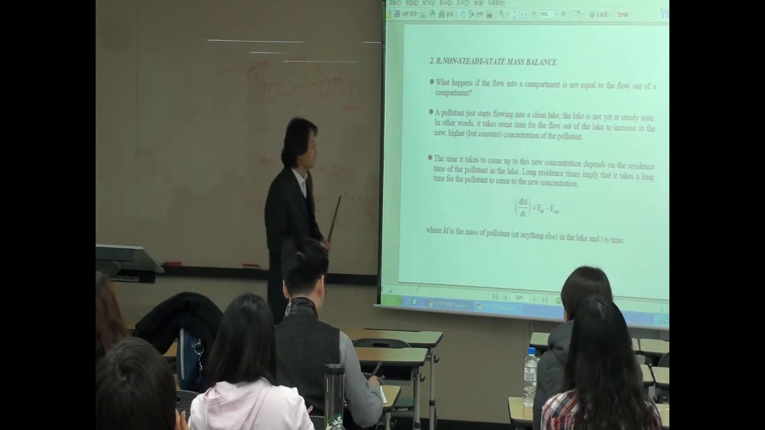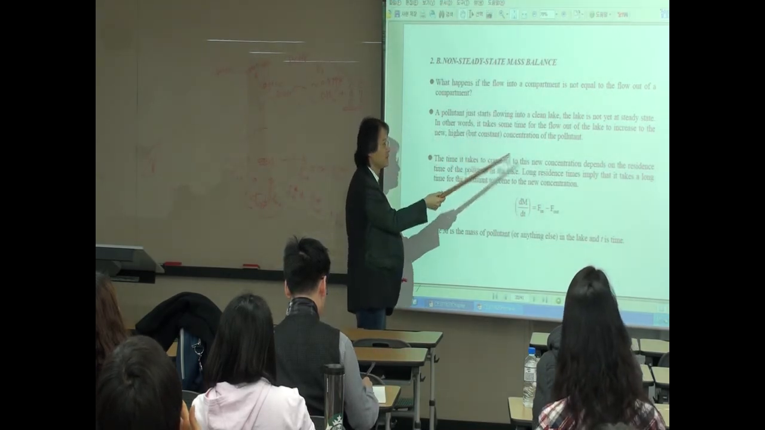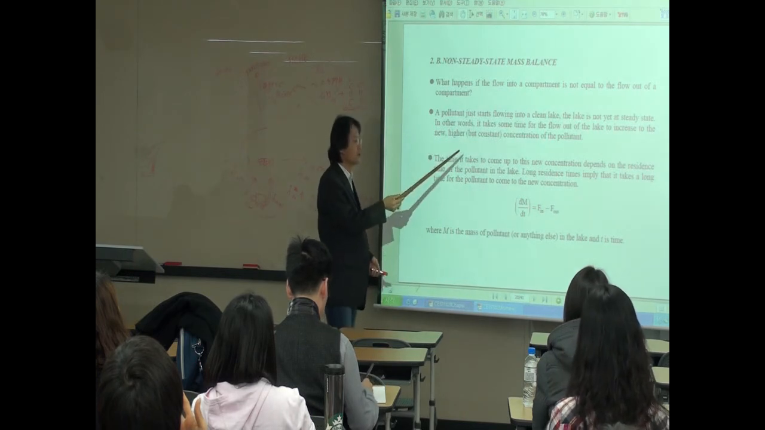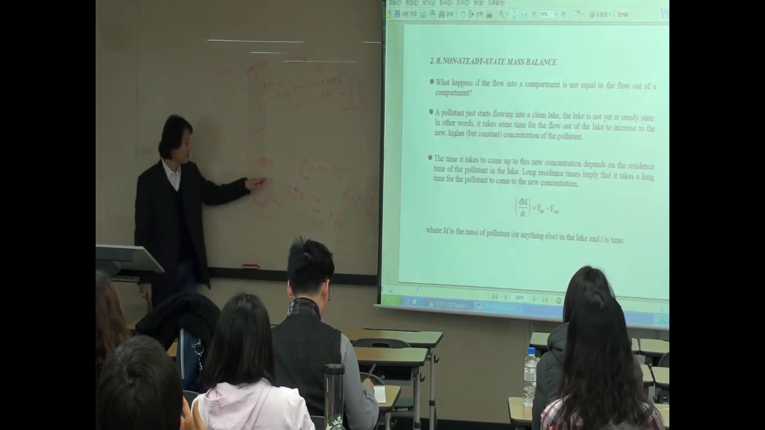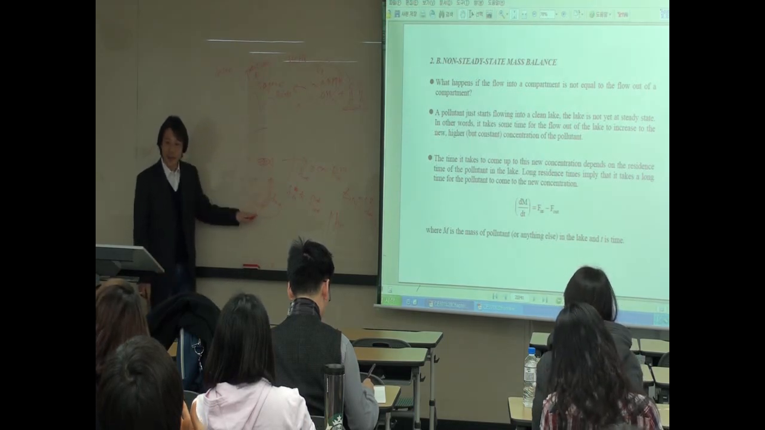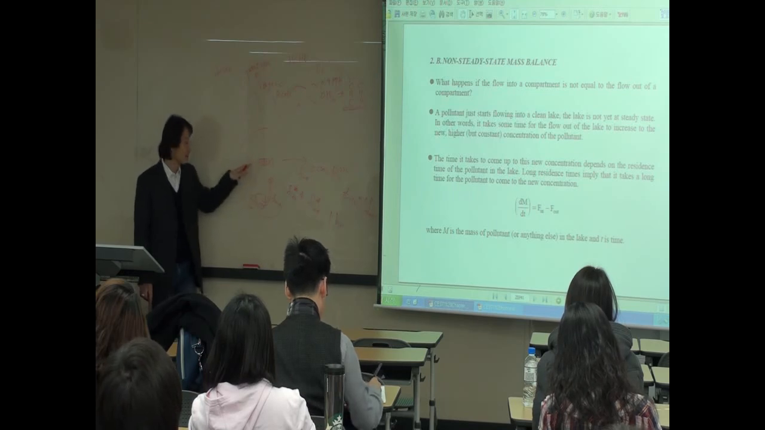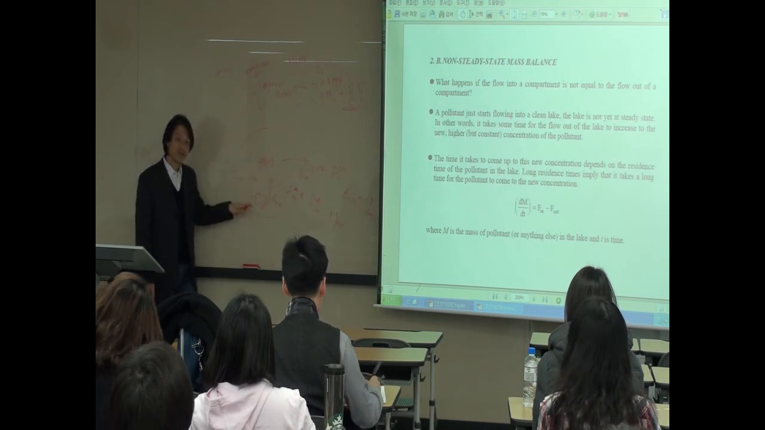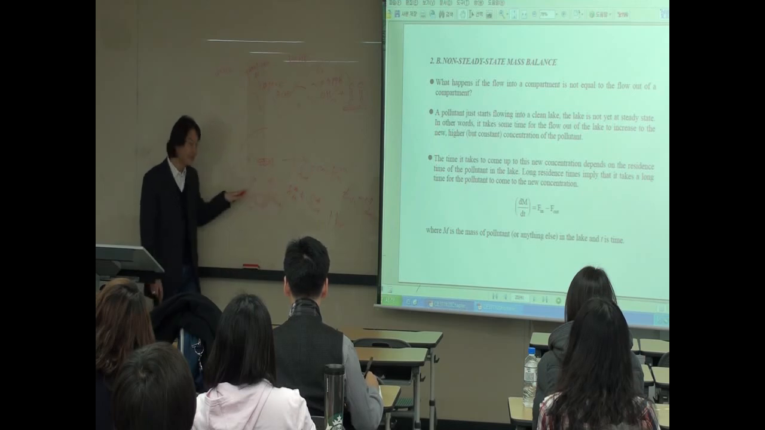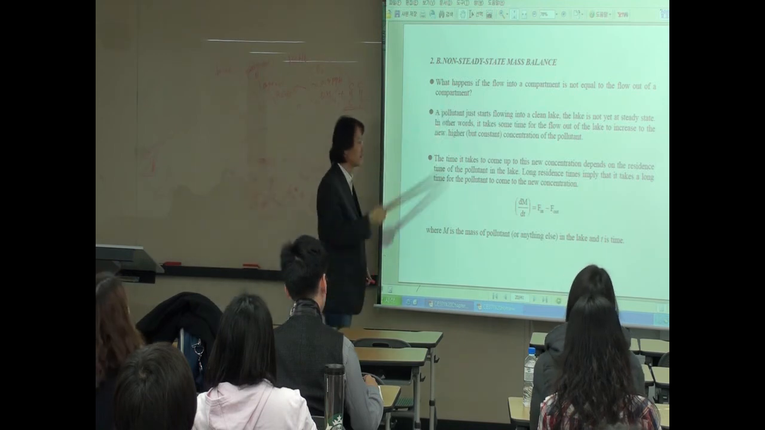But anyway, it takes some time for the flow out of the lake to reach the new higher concentration of protons. Because if this guy contaminates this lake every night, it will actually approach the maximum contaminant concentration at a certain time. Until then, the flow itself is very different. Flow in and flow out are different. So we can assume non-steady state mass balance here.